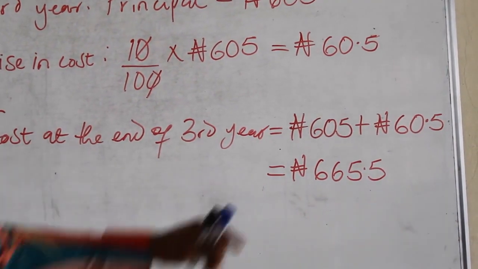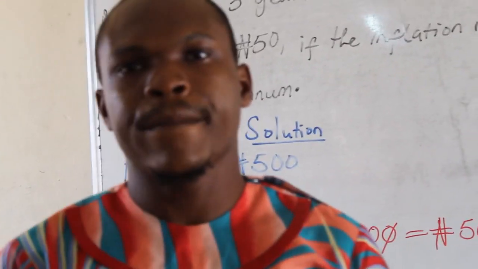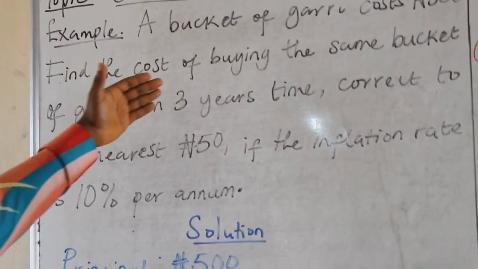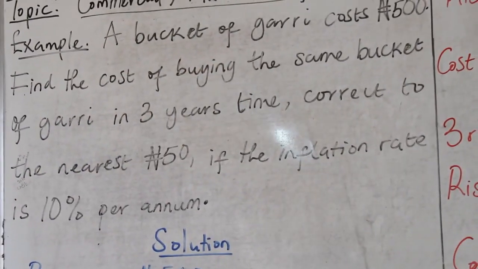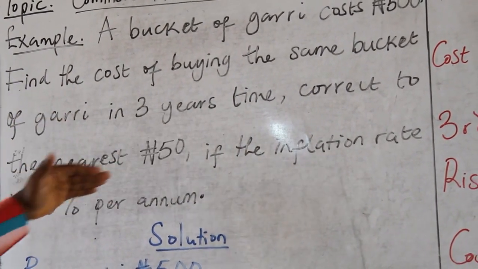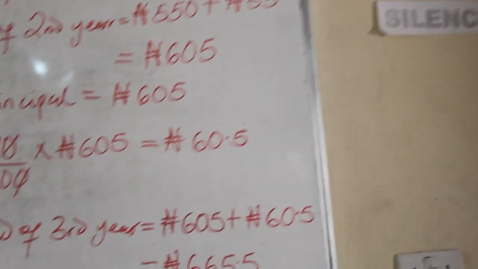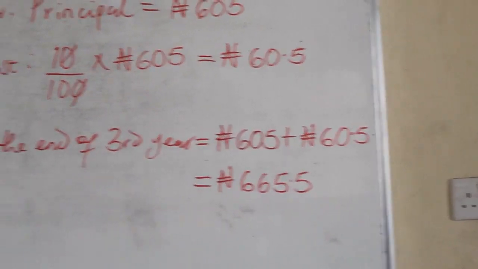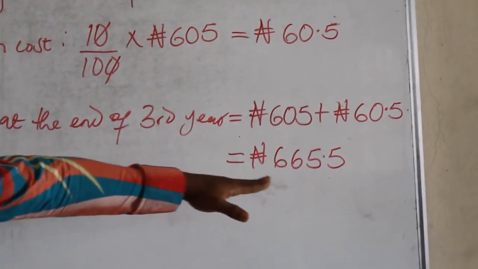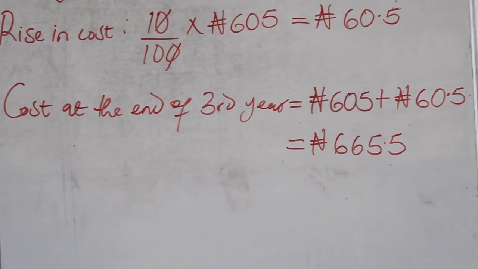Now, this is supposed to be our answer at the end of the third year, but the question here says a bucket of Gary costs 500 naira. Find the cost of buying the same bucket of Gary in 3 years' time, correct to the nearest 50 naira. If you observe, the answer we have here is 665 naira 50 kobo. So if we are going to approximate 665 naira 50 kobo to the nearest 50 naira, then we'll have a different value.